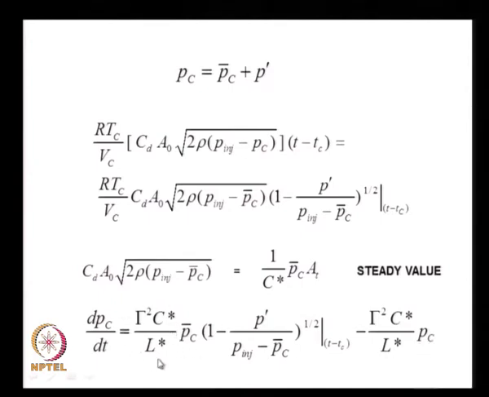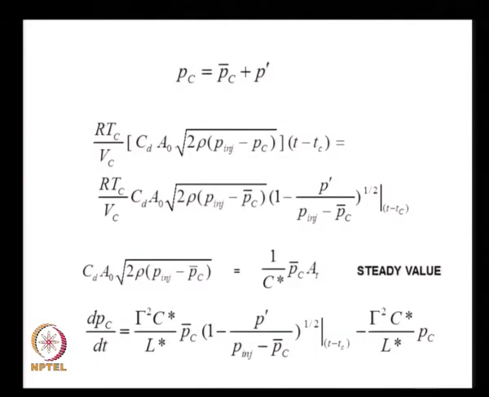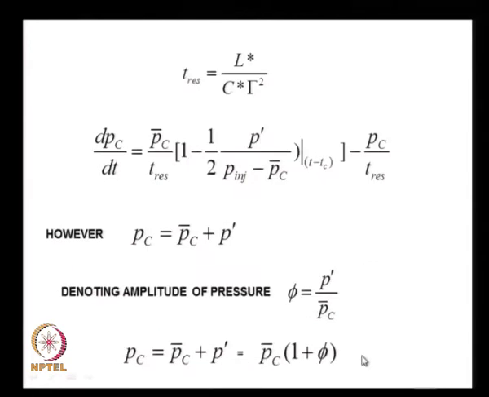How did this come over here? You will recall if you go back to the old slide, we had C star is equal to under root RTc by capital gamma, therefore RTc is equal to C star square divided by gamma square, and this is what is substituted subsequently to get this particular expression over here. We wanted to solve this equation, and how did we solve this?